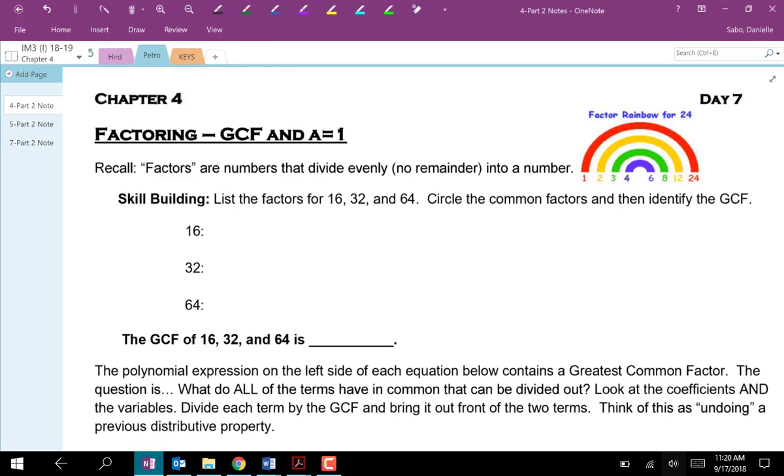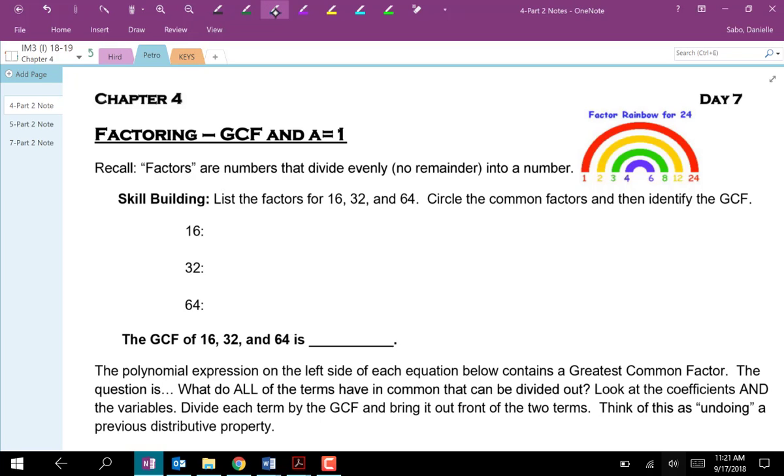Now there's this thing called a factor rainbow, where they're basically pairs. 24 divided by 1 is 24. 24 divided by 2 is 12. 24 divided by 4 is 6. You know what? That was kind of what we were doing on Friday in those tables. We're going to be basically doing the same thing.